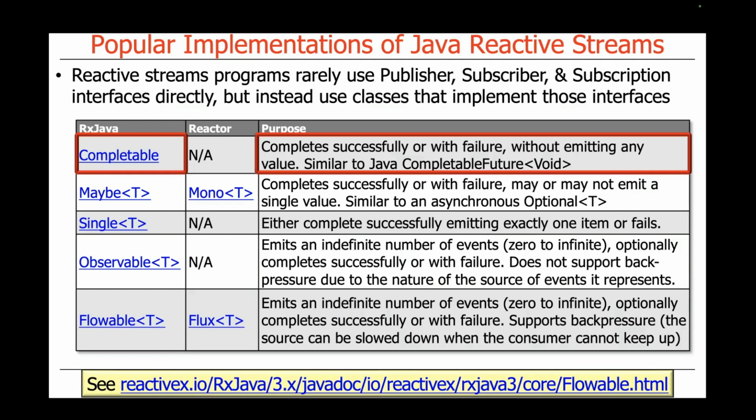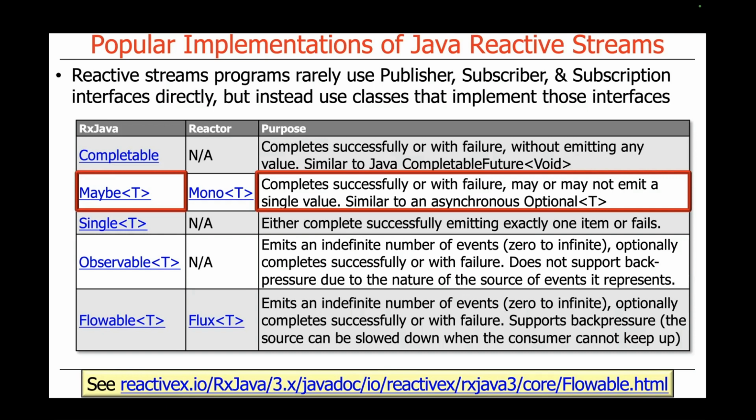Two more classes. There's something called Completable, which will either complete successfully or will fail without emitting any value. It's very similar to the Java CompletableFuture abstraction if parameterized with a Void. And then finally, we have Maybe, which completes successfully or with failure, which may or may not emit a single value. And it's, again, very similar to an Optional value of type T, much like Mono was in Project Reactor.